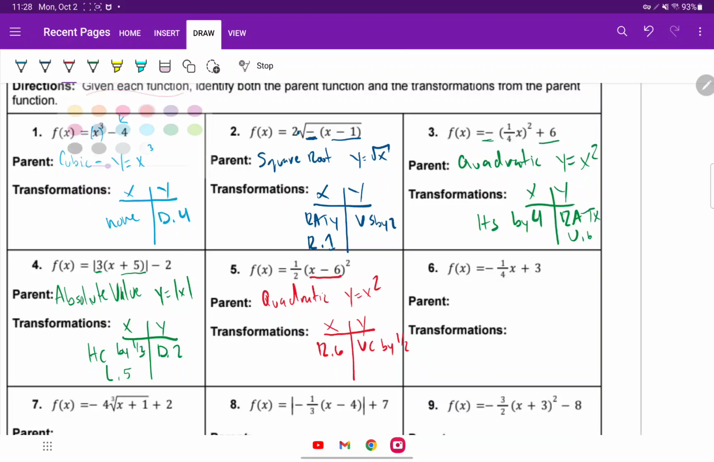For the next one, there's nothing in front of the x, because the x is like that. This is a linear function. Starting from the left, there's nothing on the inside, but on the outside, that negative reflects it across the x-axis. The 1/4 is a vertical compression by 1/4. And then we have a +3 on the outside, which shows us our graph goes up 3 units.